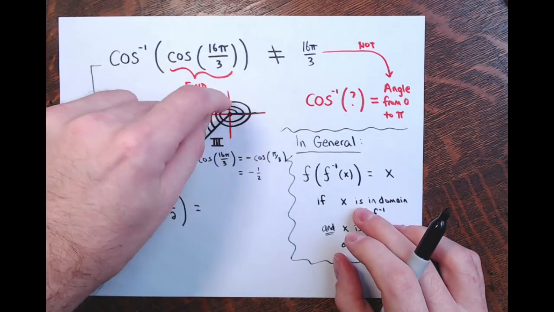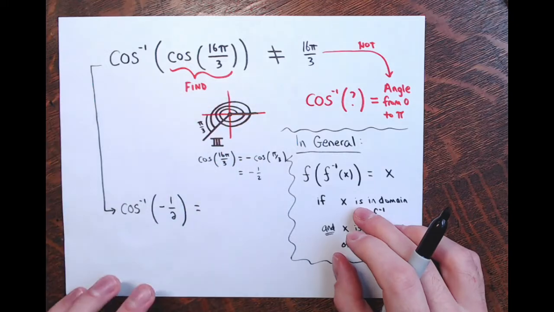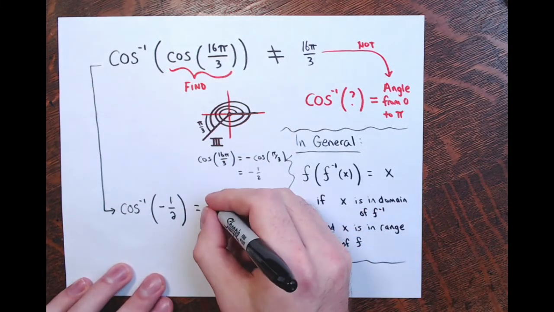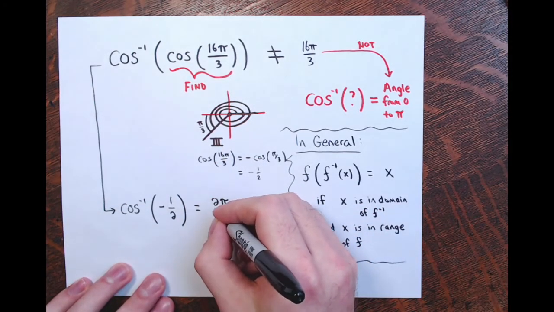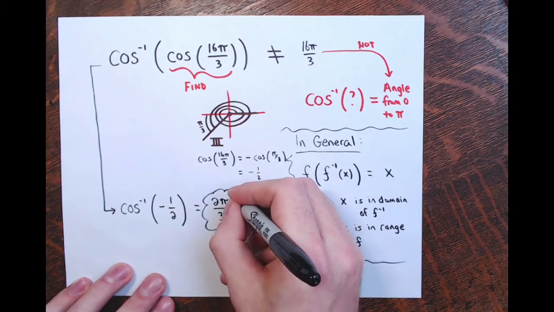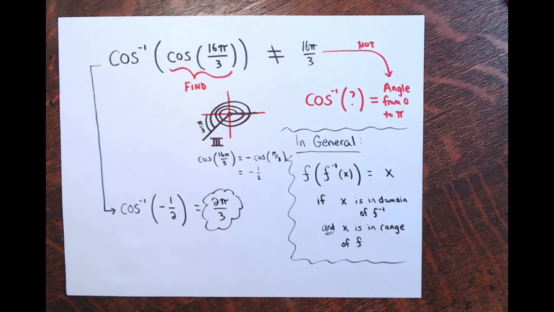Well, that would be in quadrant 2, right? Just 0 to, that'd be 2 pi over 3. All right, we have the same reference angle. So this ends up being 2 pi over 3, right? Not 16 pi over 3.